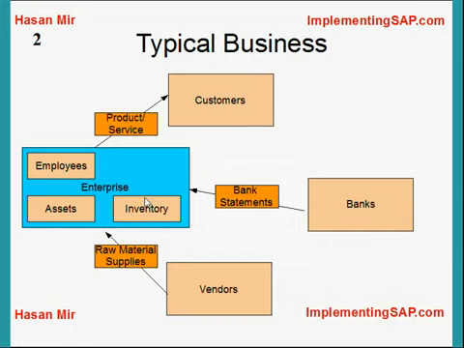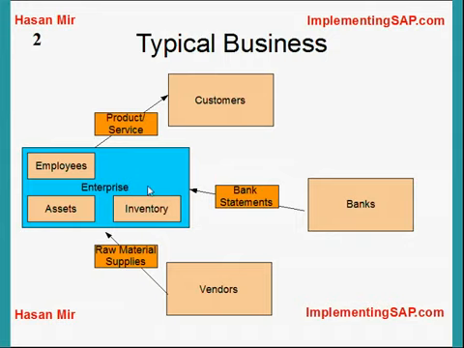Other than that, a company would have a bank account in some kind of bank, and the bank would be sending bank statements monthly or periodically to this company. So a company would be managing customers, vendors, employees, assets, inventory, and bank, and this is just an example of a typical business. A company might be managing other entities as well.